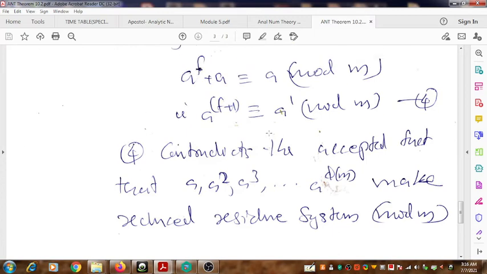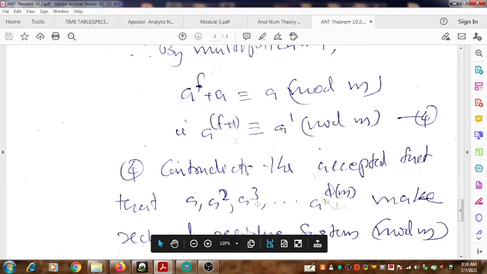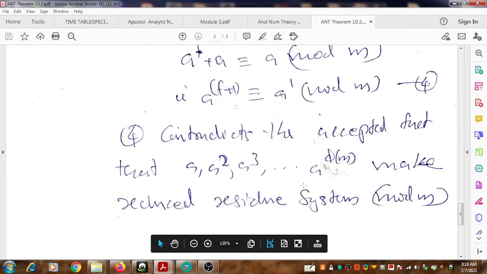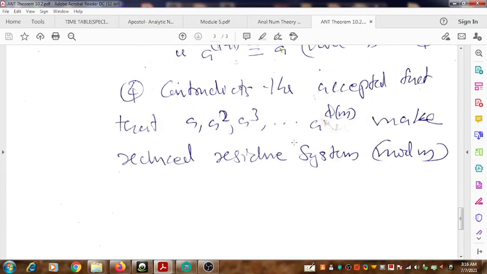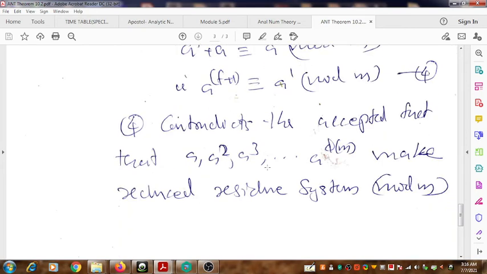So that means the system a, a square, a cube, etc., a raised to phi m does not make a reduced residue system. These numbers cannot make a reduced residue system mod m. So we get that contradiction. But actually we have proved that the numbers a, a square, a cube, etc., a raised to phi m make a reduced residue system mod m. We have proved that.